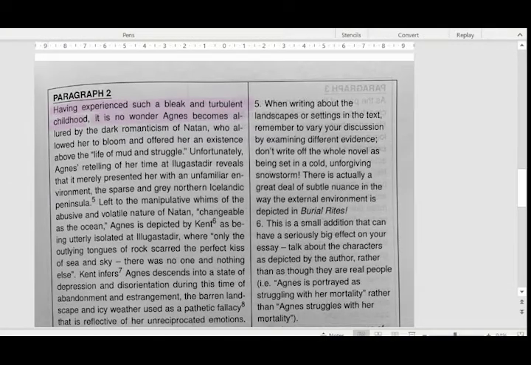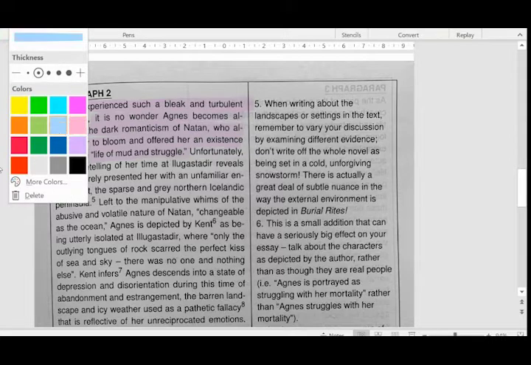Having experienced such a bleak and turbulent childhood, it is no wonder Agnes becomes allured by the dark romanticism of Natan, who allowed her to bloom and offered her an existence above the life of mud and struggle. So that's what this paragraph's going to be about. So it's setting the tone and the idea of the paragraph, which is really important.